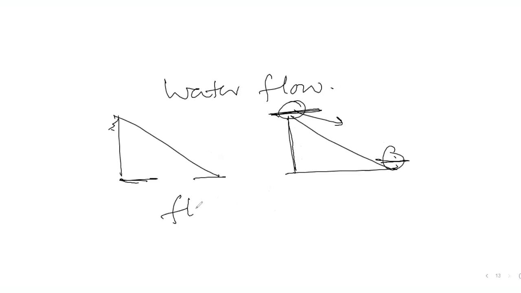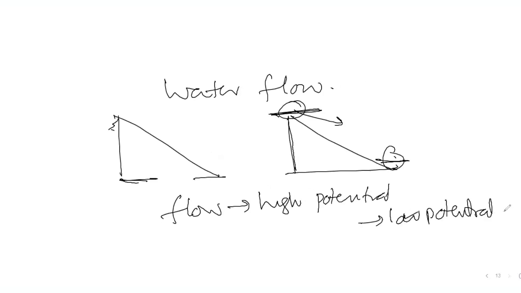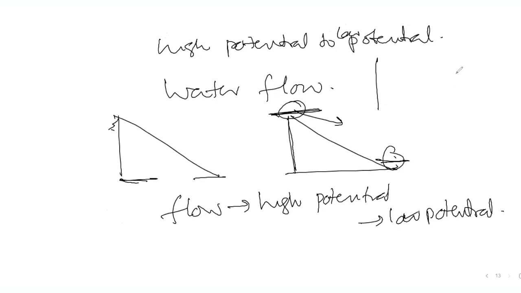In general, we can consider flow is from high potential to low potential. The same thing is applicable for electric current. Electric current also flows from high potential to low potential. In general, the positive terminal is considered to be at high potential, the negative terminal at low potential. The electric current is from positive terminal to negative terminal.